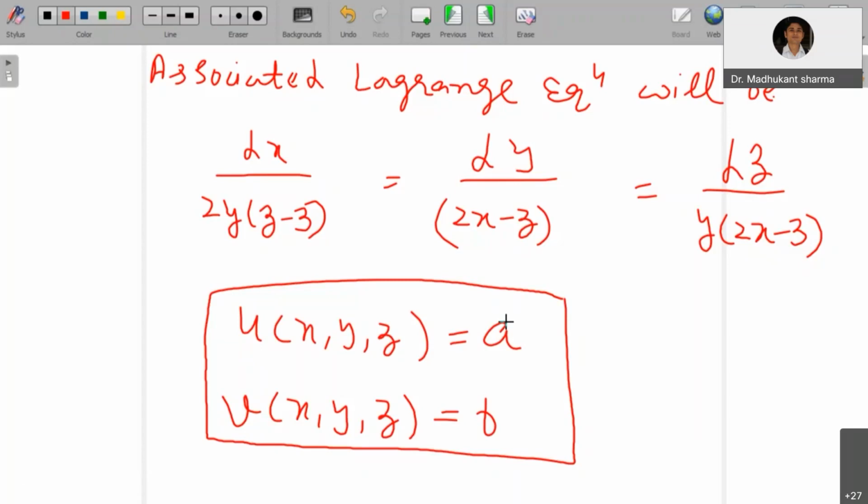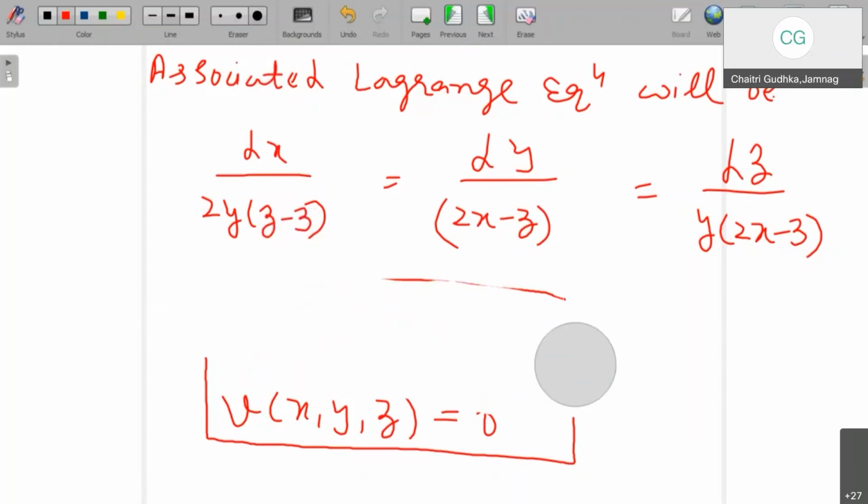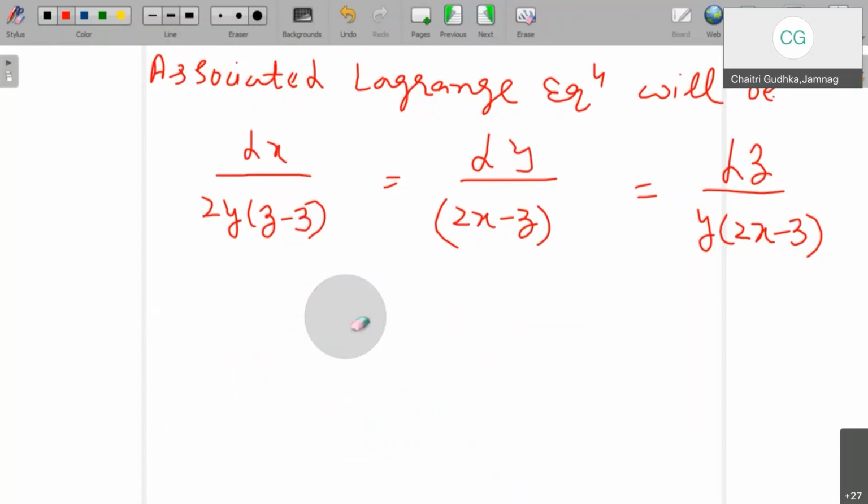First and last equation. Chitra? Audible? Chetri? Yes, you are audible. We can solve the first, dx by 2y into z minus 3, and the last, dz by y into 2x minus 3. Once you use this dx and dz, y will be cancelled out and it will be only an ODE in terms of x and z. Yes.